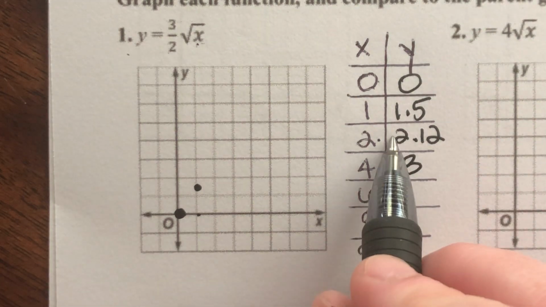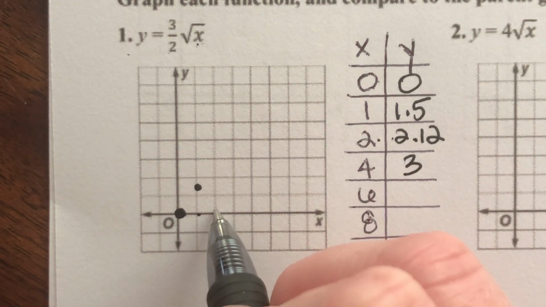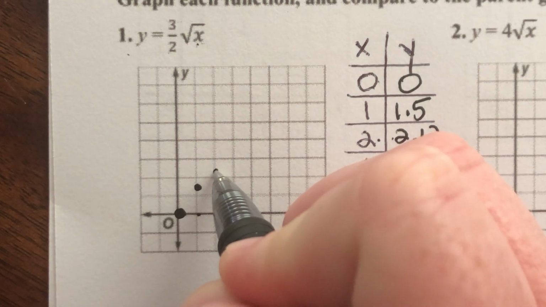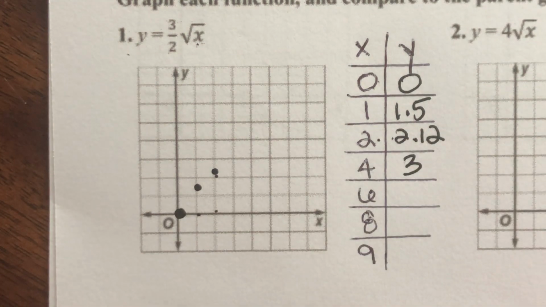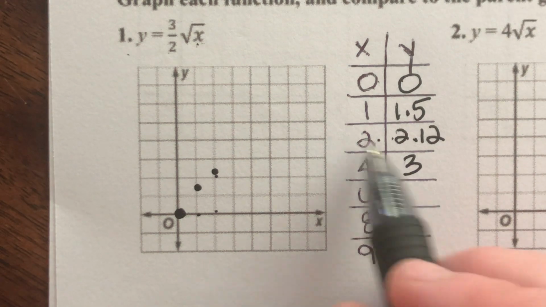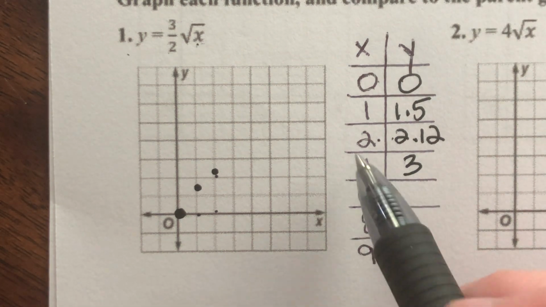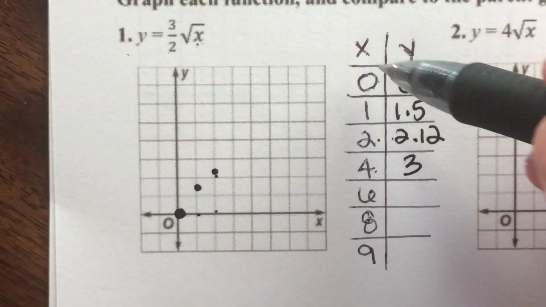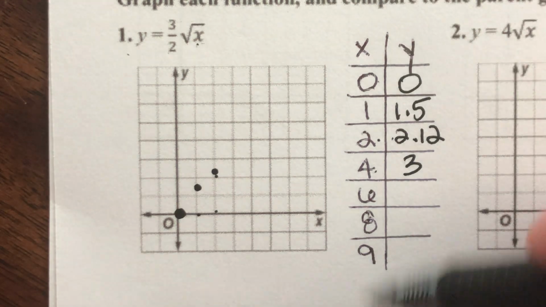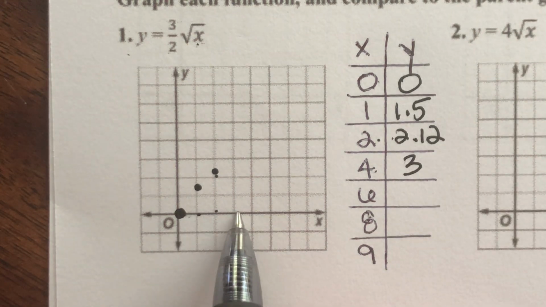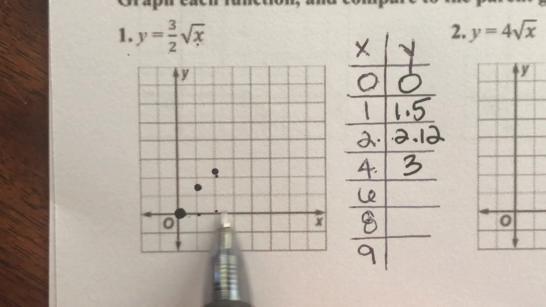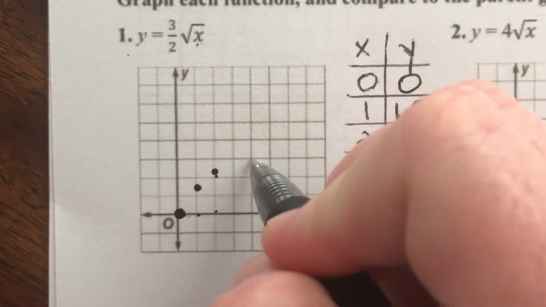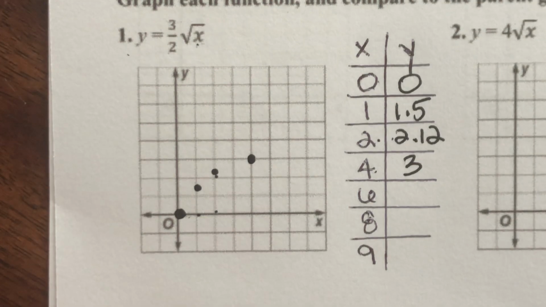Okay, so when x is 2, I didn't plot that one. I'm going to go over 2 and up 2.12, just over that 2. And then I'm going to go over 4. I skipped 3 here just because I knew 4 was a perfect square, and I didn't want to just go 1 through 6 or whatever. So I'm not going to go over 3. This is 4, so I got to go over 4 and up 3. So right here.